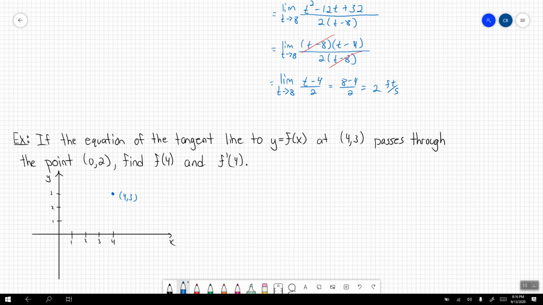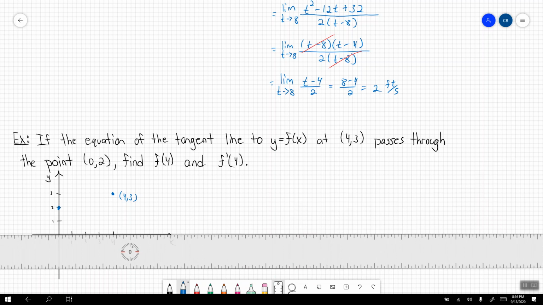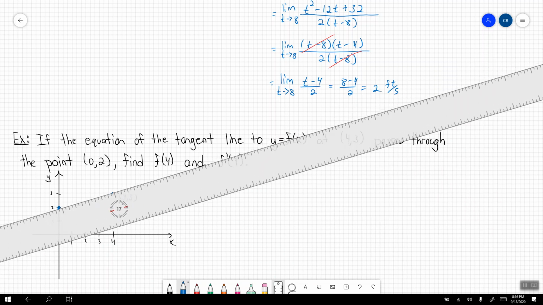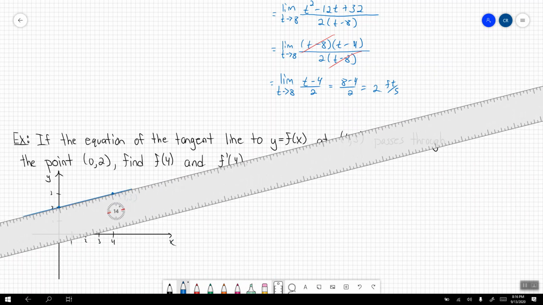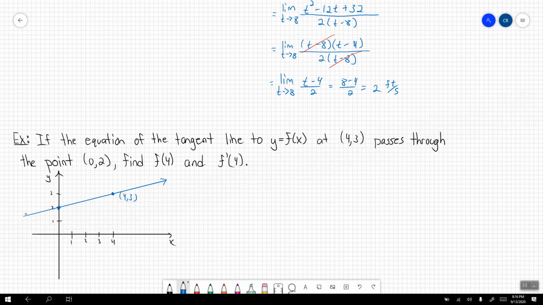And they're telling me that the equation of the tangent line to this function y equals f of x at 4, 3. So at 4, 3, I know I have a tangent line. And that tangent line to the function f of x is also going to pass through the point 0, 2. So my point 0, 2, that's going to be x value of 0, y value of 2 is up here, which means my tangent line visually is doing this. So again, this is my tangent line. And this was my ordered pair 0, 2.